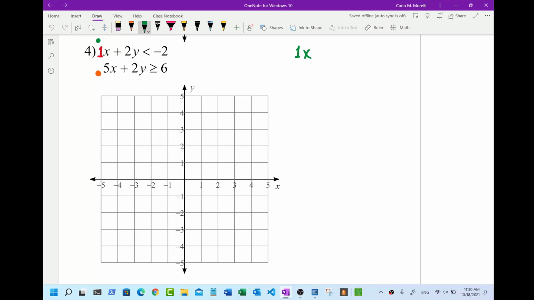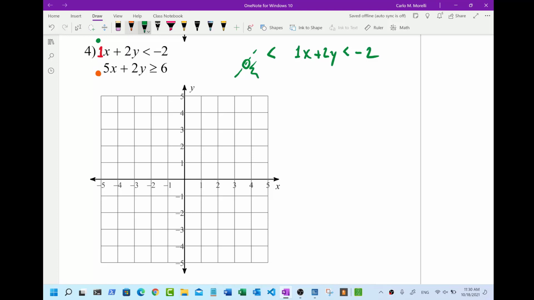I have 1x plus 2y is less than -2. Quick question, am I going to flip the sign? No. So we can go ahead and analyze that. That's a less than symbol, dashed lines, open circle, shading below. All right, so you're already, if you had a multiple choice, you would know.